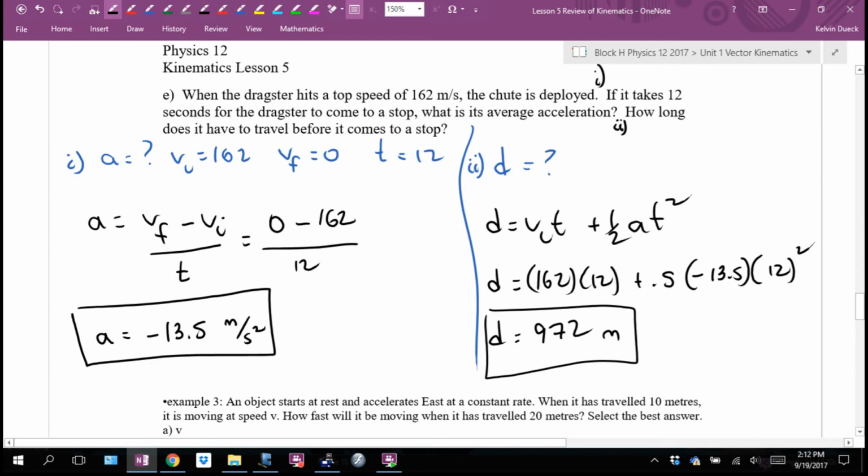Get it second time through? Yeah? Okay. Typo the first time through? Yeah. Would not 12 be technically correct considering the way the question was worded? How long does it have to travel before it comes to a stop?